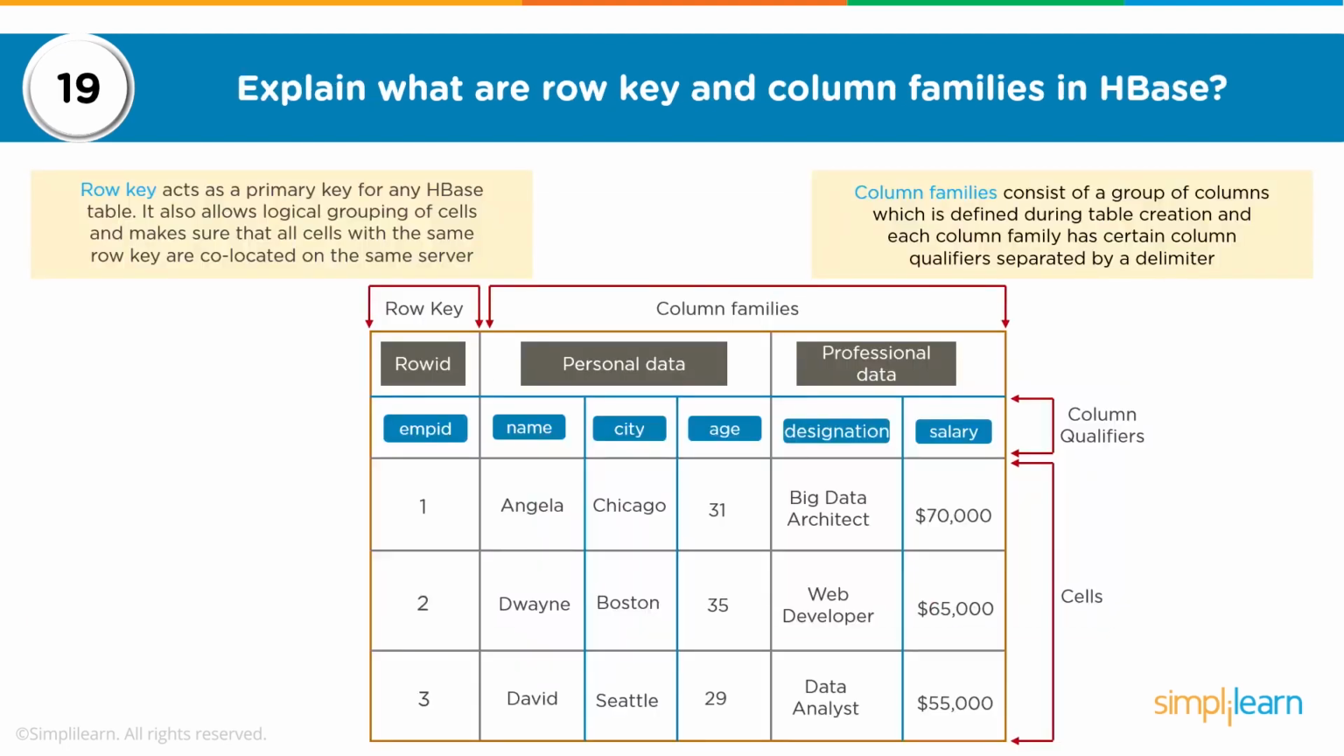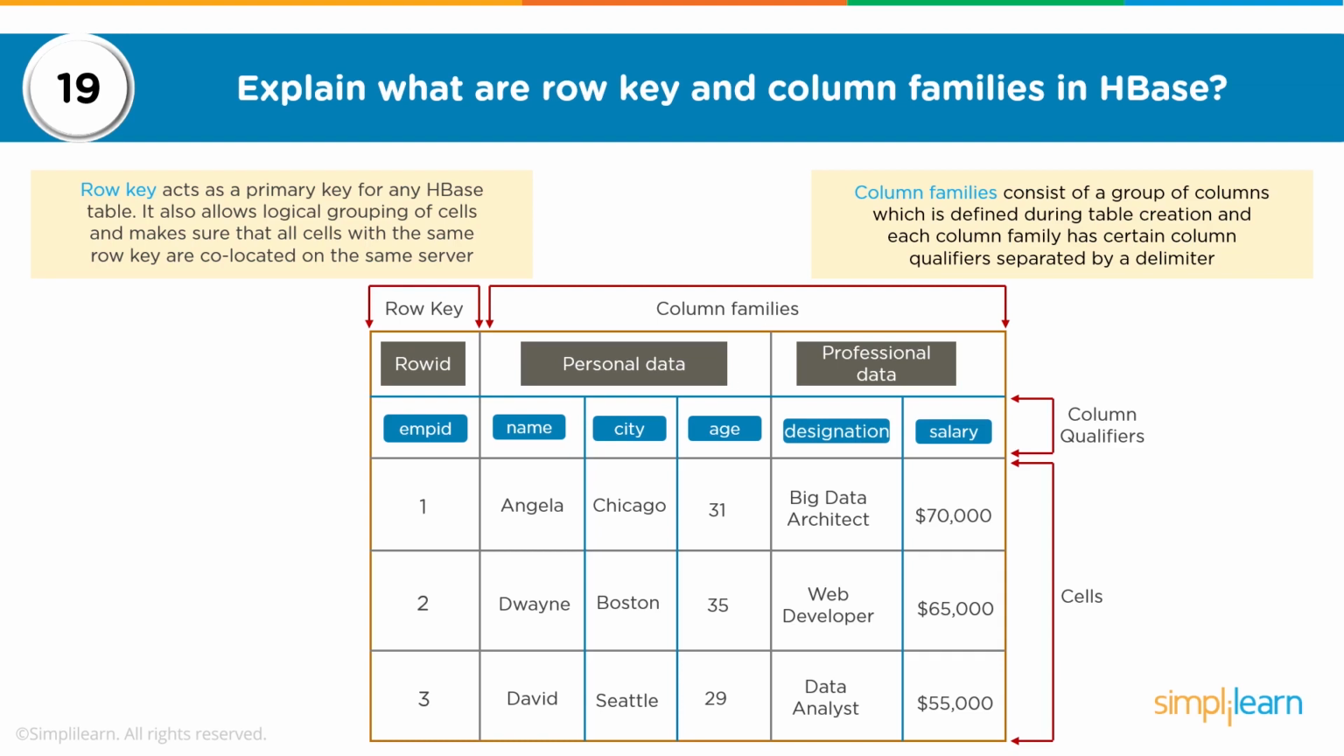Now, if we want to understand row key and column families in HBase, let's look at this, and it would be good if we could look at this on an Excel sheet. So row key is always unique. It acts as a primary key for any HBase table. It allows logical grouping of cells and makes sure that all cells with the same row key are co-located on the same server. So as I said, you have 4 coordinates for HBase.